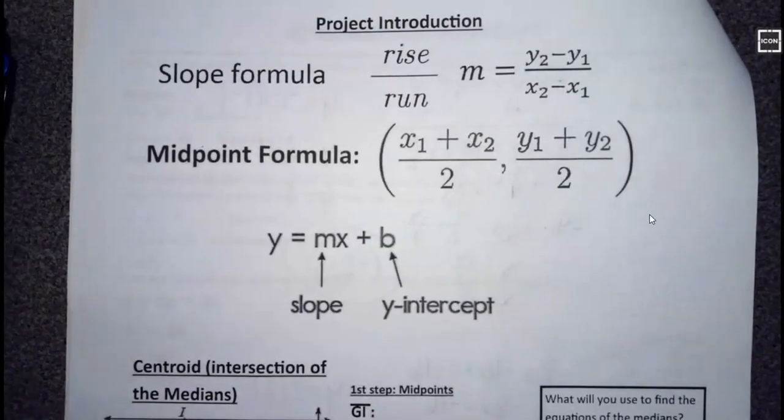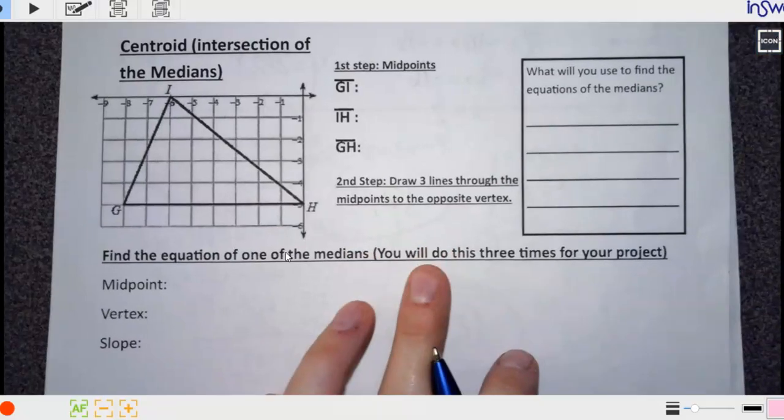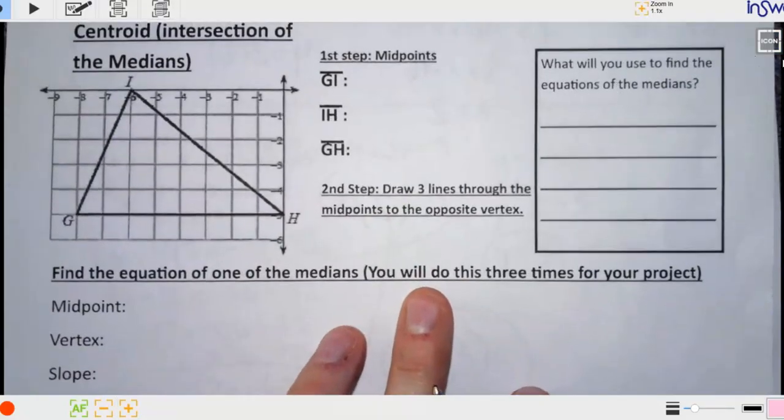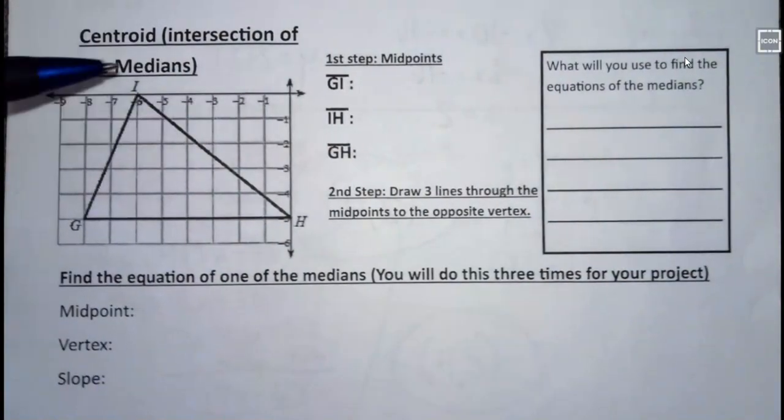So at the top of this page, it's going to be all the formulas you need. Let's look at solving for the centroid. So the first thing we need is to find the midpoint.